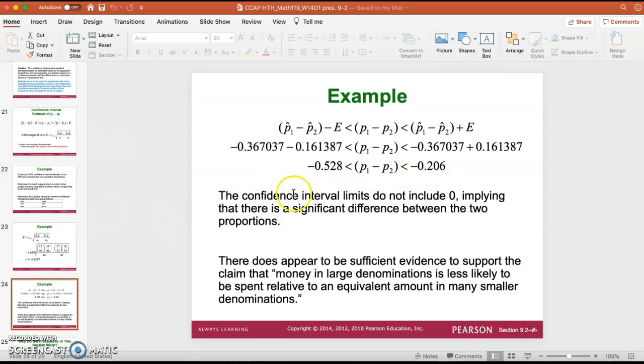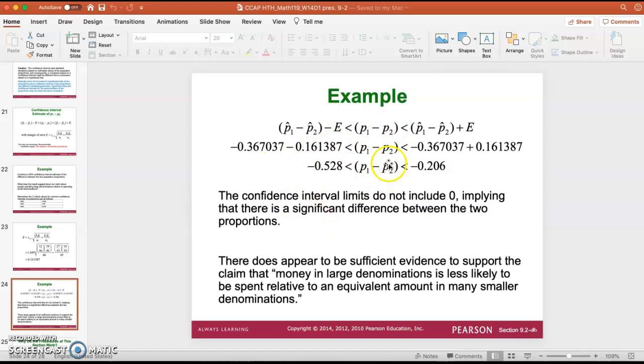So what we conclude is the confidence interval limits do not include 0, implying there is a significant difference between the two proportions. In other words, they're not equal. So there does appear to be sufficient evidence to support the claim that money in large denominations is less likely to be spent relative to an equivalent amount in many smaller denominations. So same conclusions, but just keep in mind that may not always happen with confidence intervals versus hypothesis tests.